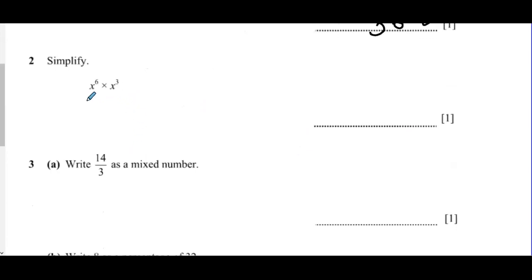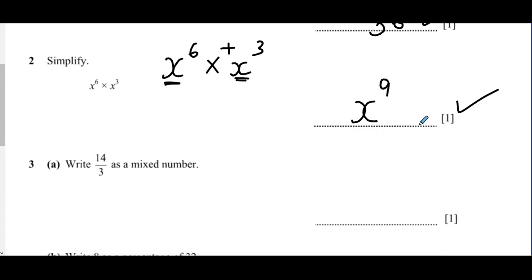Simplify x to the power 6 times x to the power 3. Since we are multiplying the same bases, we maintain the same base. But on the indices or exponents, we add them, and 6 plus 3 makes 9. So the answer will be x to the power of 9. You get your 1 mark there.